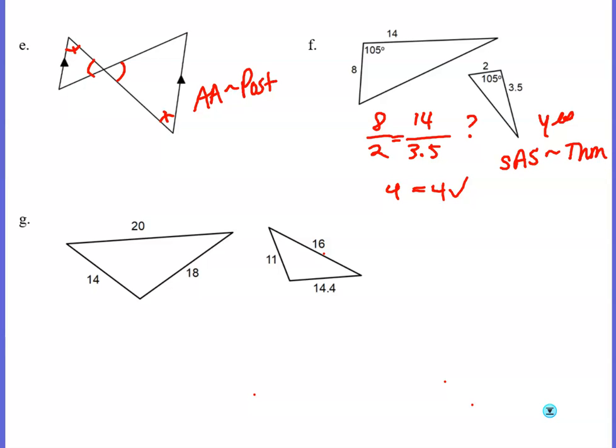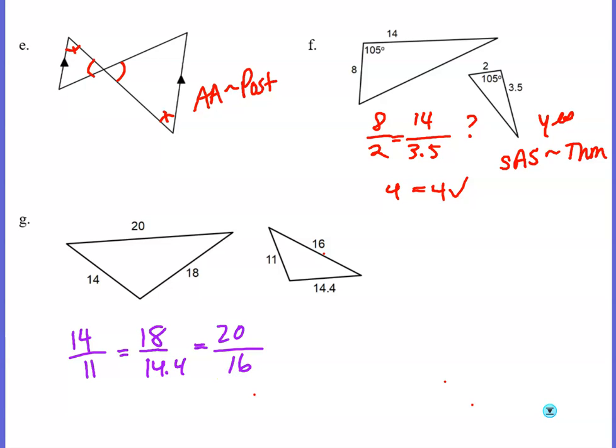All right, and last but not least, in G, they gave you all 3 sides, so you can pretty much guess we're going to be checking for side, side, side, which means I have to check all three sides. So I'll start with 14. 14 is the smallest side here, so I'm going to match it up with the smallest side, 11. 18 is my medium side, so I'm going to match it up with the medium side here, 14.4. And 20 is my biggest, and I'm going to match that up with the biggest over here, 16.